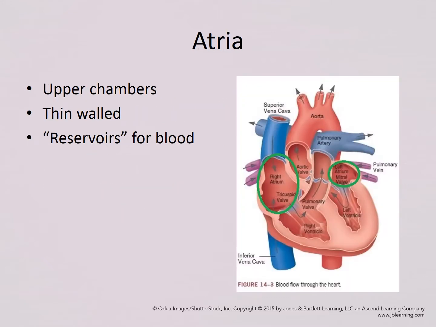Let's go on. Just to review a little bit about cardiac anatomy and function, we have two atria, the left and the right. These are the upper chambers in the heart. So the right atrium is where blood returns to the heart from the body. Coming from the superior and inferior vena cava, the blood dumps into the right atrium. The right atrium is thin-walled. Both atria are thin-walled actually, and they are considered to be reservoirs for blood.